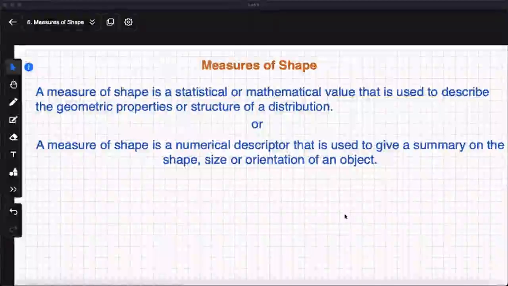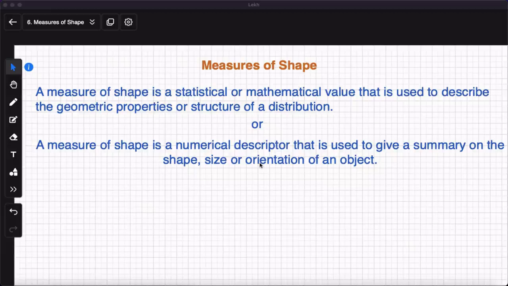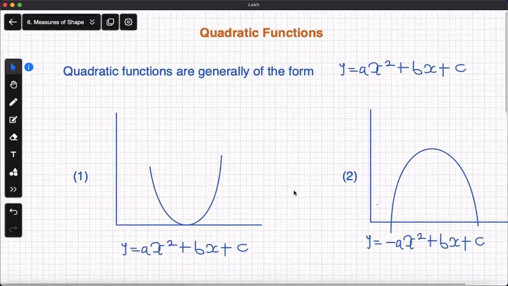Welcome. In this lesson, we will be learning about measures of shape. A measure of shape is a statistical or mathematical value that is used to describe the geometric properties or structure of a distribution. It can also be defined as a numerical descriptor that is used to give a summary on the shape, size, or orientation of an object. That being said, we'll move on to quadratic functions.